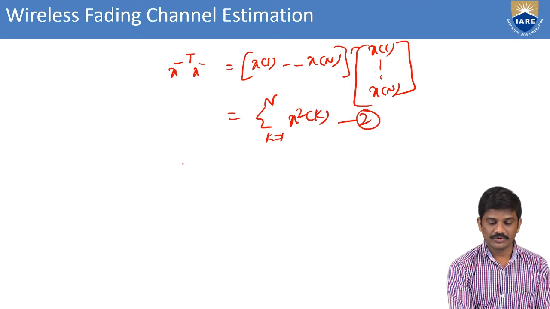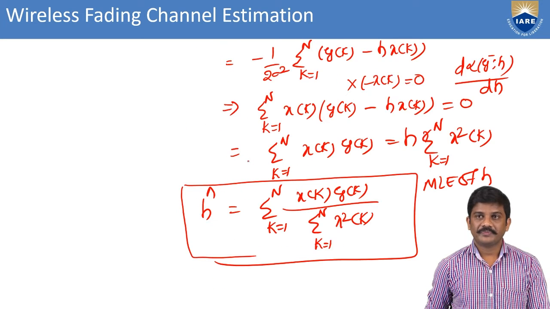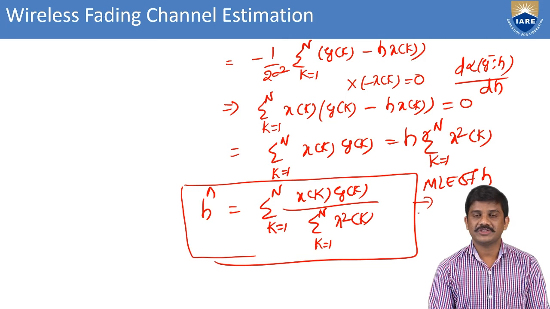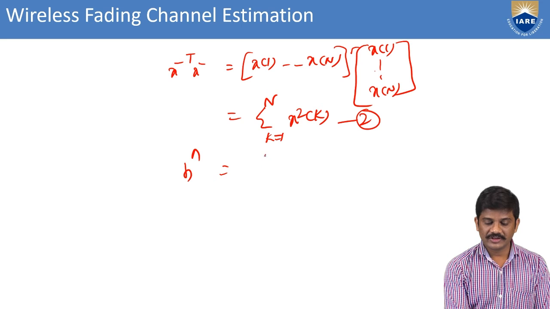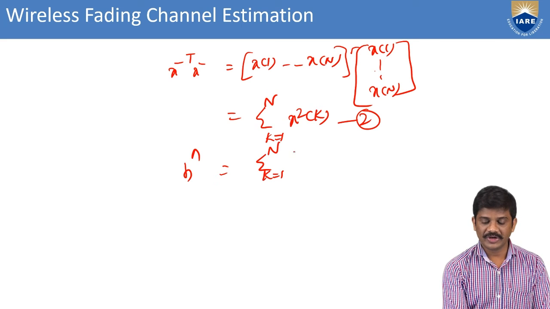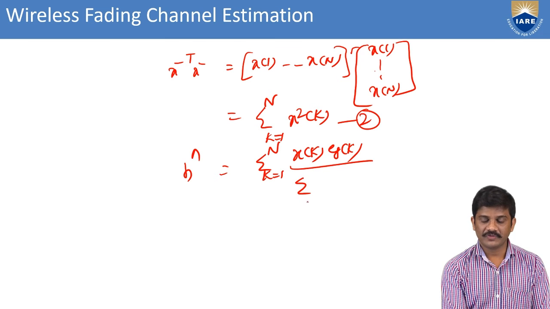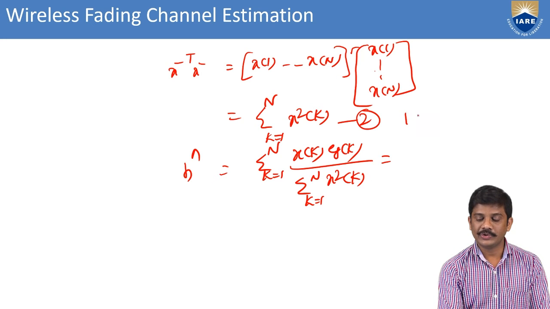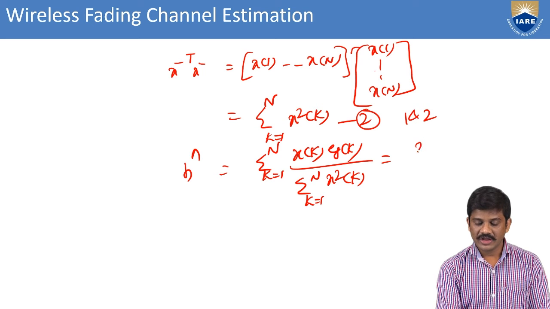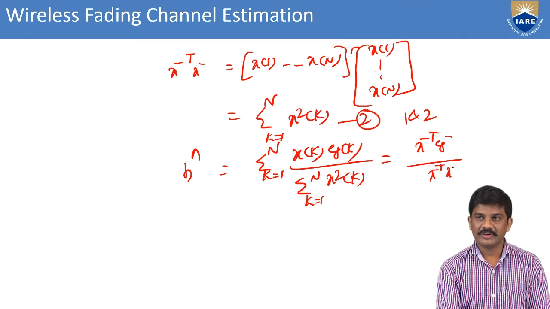Then we can substitute those values into the maximum likelihood estimation of h that we took previously. Substituting equations 1 and 2 here, we get summation of k equal to 1 to n, x of k y of k, by summation of k equal to 1 to n, x square of k. From equations 1 and 2, we can write x transpose y bar by x transpose x bar.